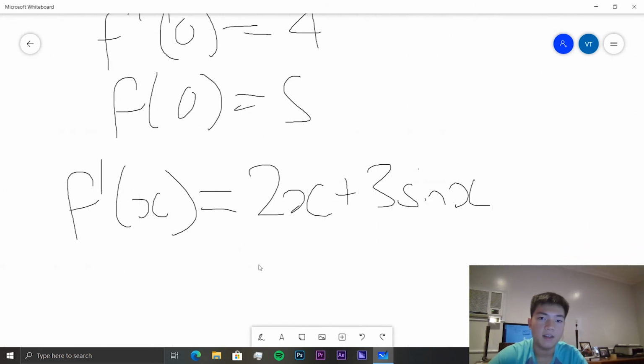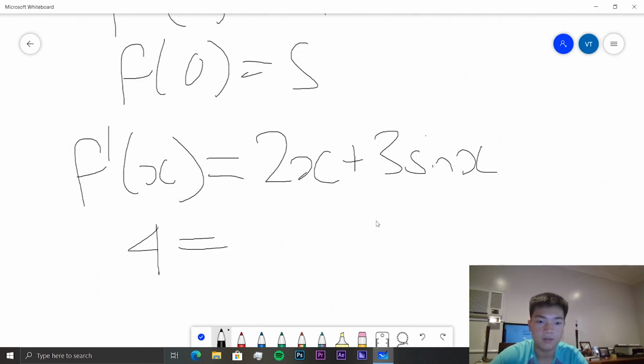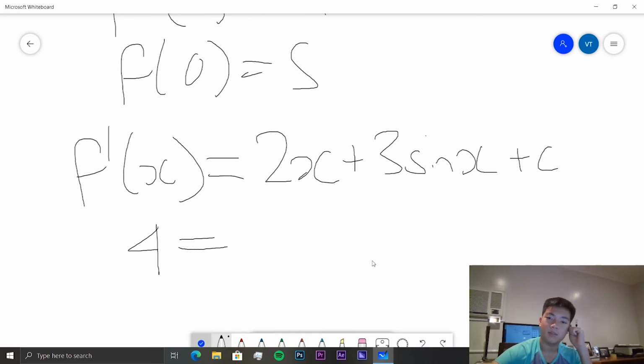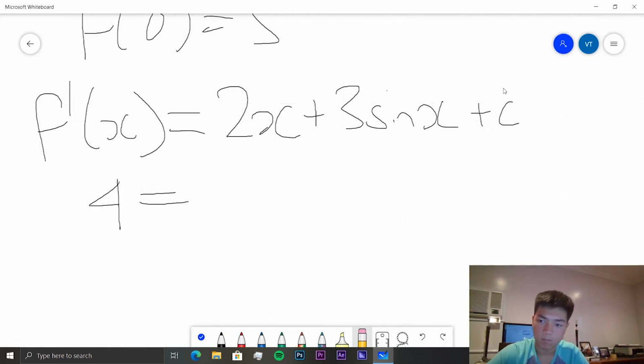Yep. And so f prime of 0 is equal to 4. So if we put 0 in, 4 is equal to plus c. Since both 2x and 3 sine x should be equal to 0 when x is equal to 0, c must equal 4. So we have plus 4.